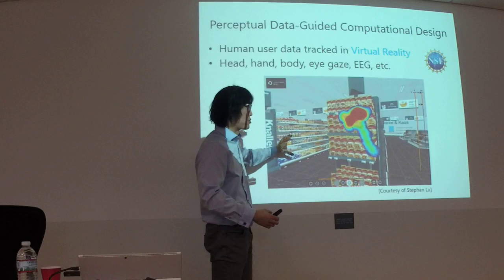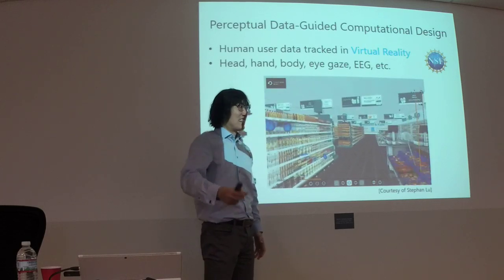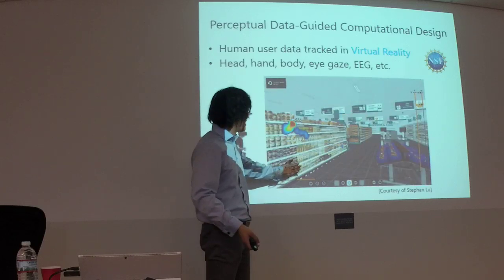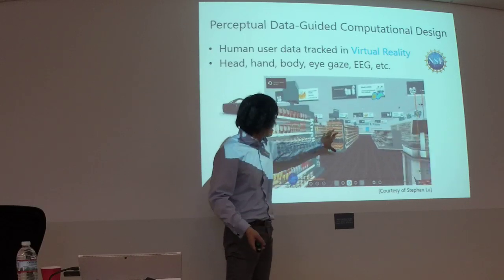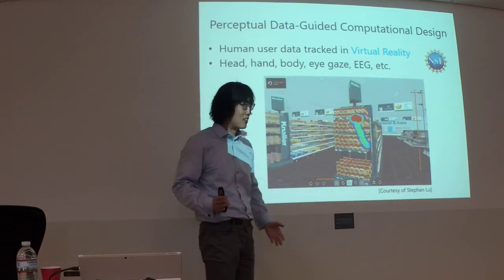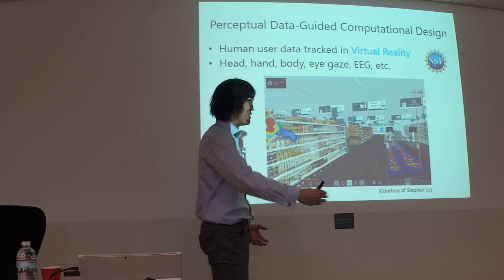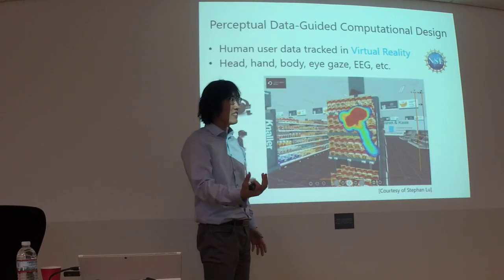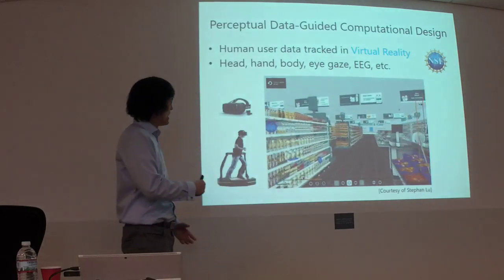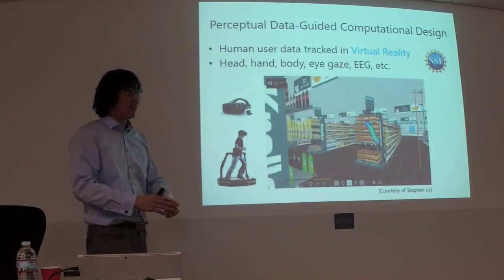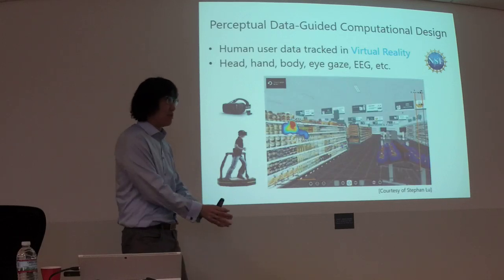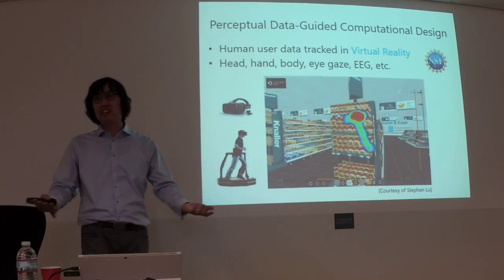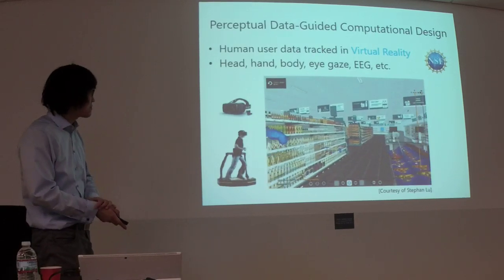Like you may have a virtual supermarket, you put a person in, you say, you need to do grocery shopping for tonight. You can tell how the person is going to navigate the supermarket and which products will get more attention. From that data, we can power some layout optimization algorithm to automatically arrange the grocery store to maximize maybe profit, maybe convenience, maybe other factors.